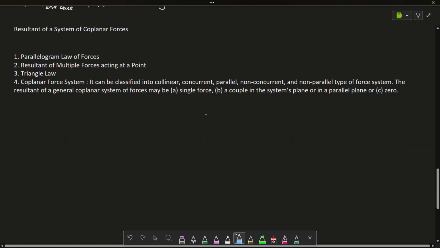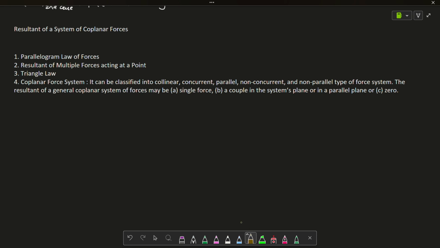Now we are moving to the second topic, that is the resultant of a system of coplanar forces. As we discussed in the previous lecture, coplanar forces means the forces are present in a single plane. Let's suppose this is the x-axis, this is the y-axis. All the forces are present in this xy plane, all in a single plane.